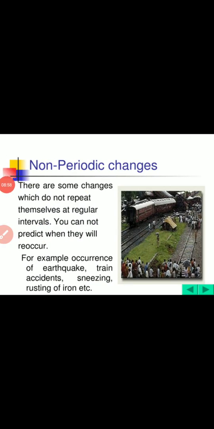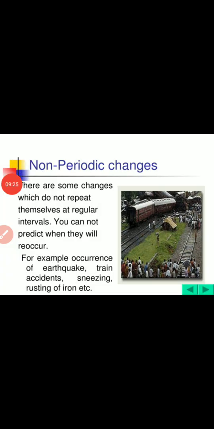Then non-periodic changes. So there are some changes which do not repeat themselves at regular intervals. As you know, it does not happen on a regular basis, so you cannot predict when they will reoccur. For example, the occurrence of earthquakes, we don't know when they will occur again. Train accidents, sneezing, rusting of iron.